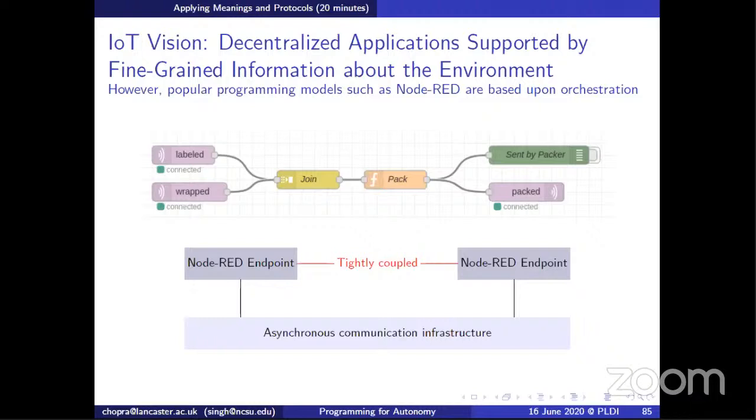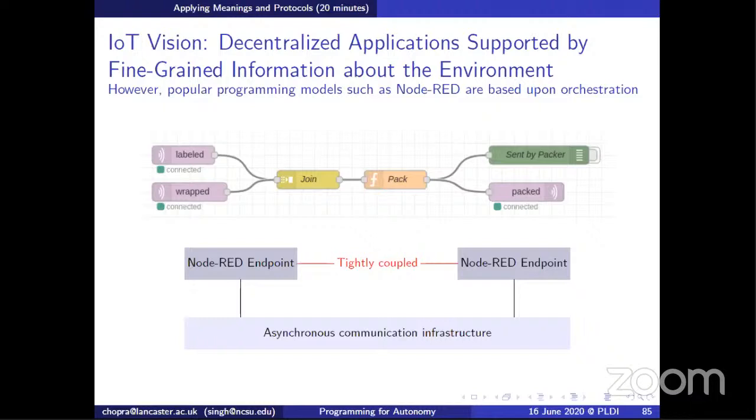IoT programming models such as Node-RED, which are based on orchestration, are ill-suited to capturing decentralization because the notion of an orchestration is inherently centralized. There is an orchestrator that executes, as shown in the figure, the various nodes, the various processing elements, and takes some action. So if you were to build a decentralized IoT application using Node-RED, you would get the architecture shown in the bottom part of the slide: you design one endpoint, one application, as a Node-RED application by specifying the information flows, and another party would specify its own Node-RED endpoint.